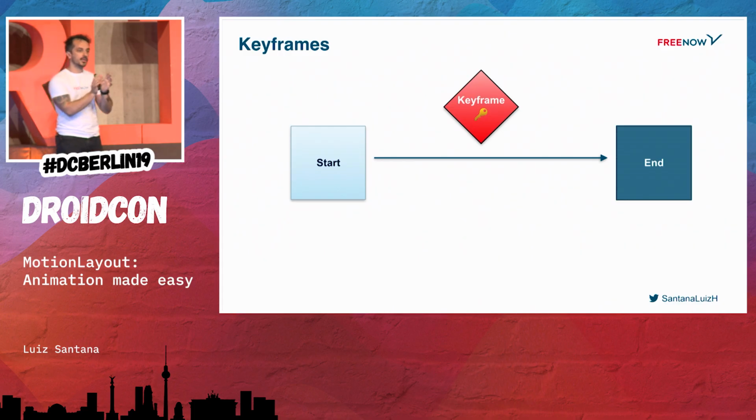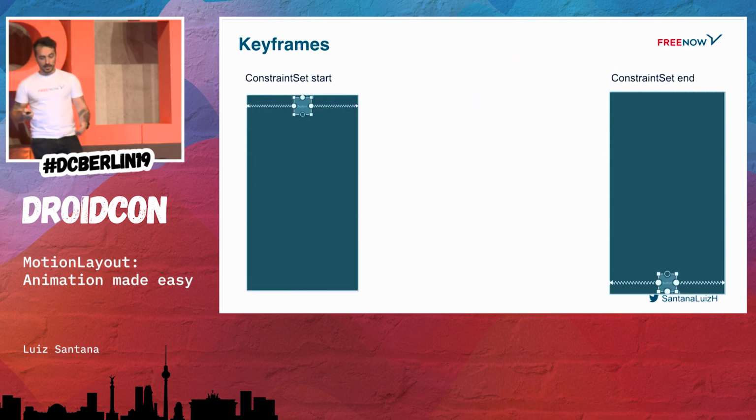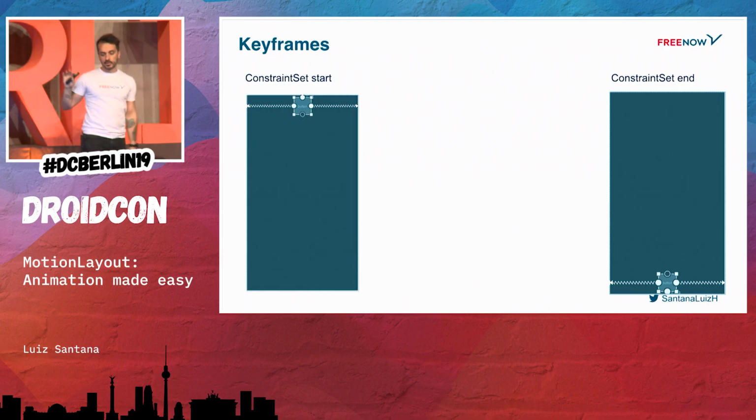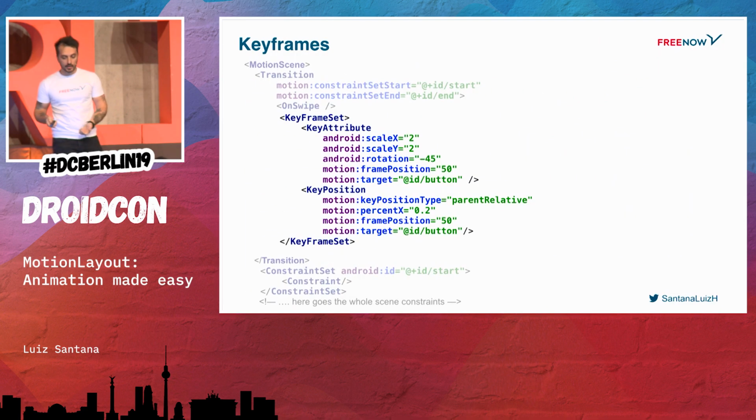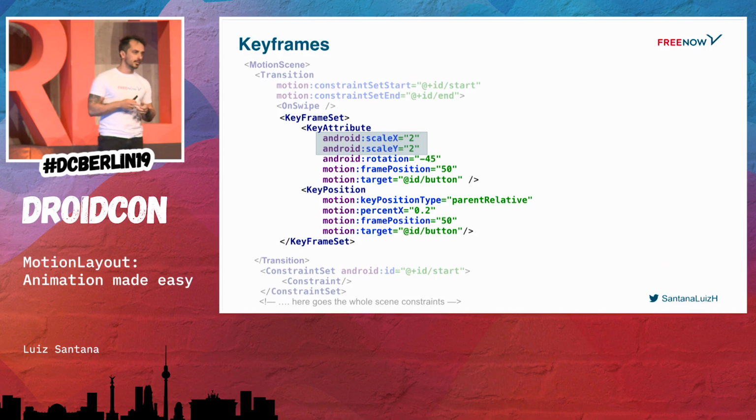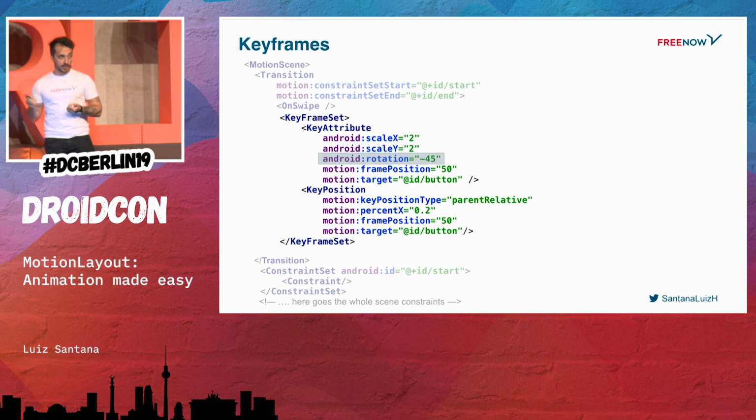So you can move your elements a little bit. You could set custom attributes to it right in between your animation. And I can show you, let's assume again that we just have this button image, top and bottom. Those are the constraint sets. And what I do here, I create a keyframe set in my transition. And I create a key attribute. I'm updating the scale to be double the size for both X and Y. I do change my rotation to 45. But when do I do it? I do it at frame position 50.